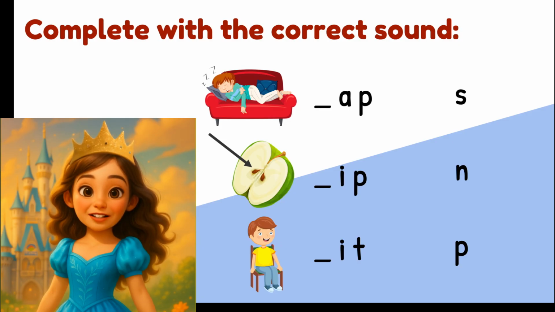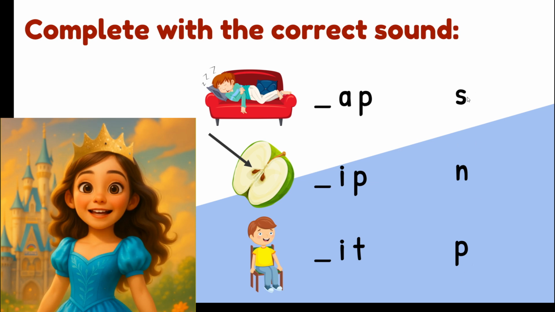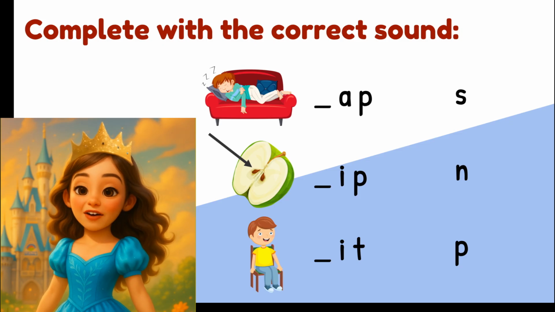So the first word you see up there is a boy napping. Remember? He's napping. So the word is nap. Which of these 3 letters here sounds like n? That's the first sound, right? Nap. N. Is this one?